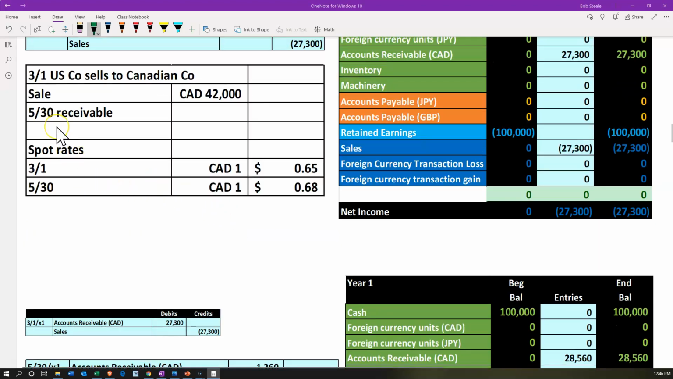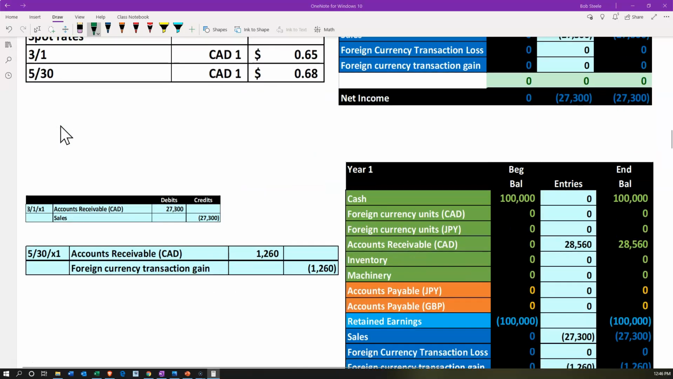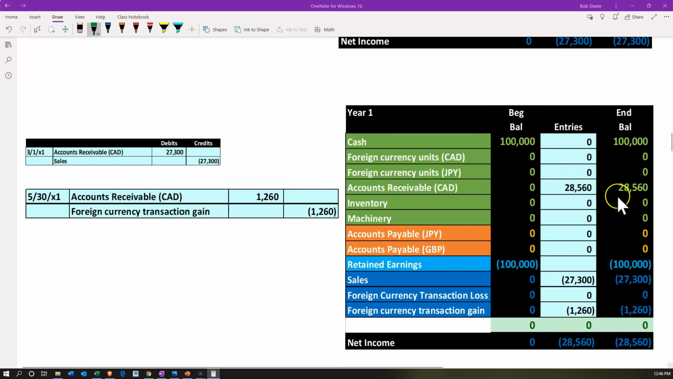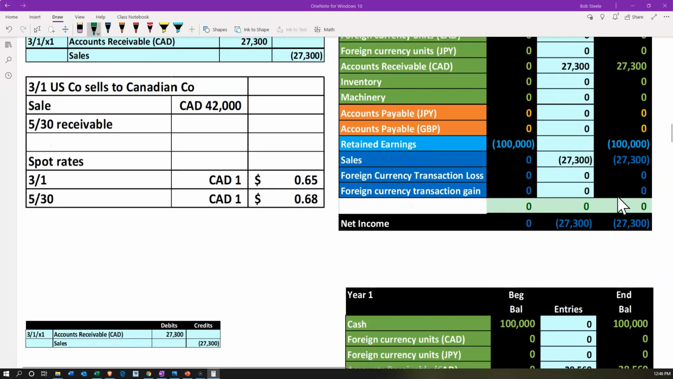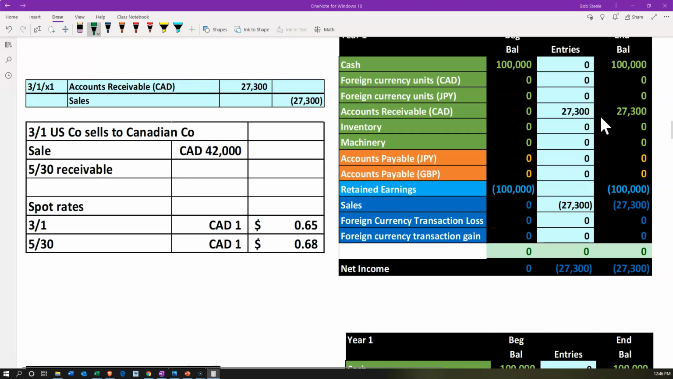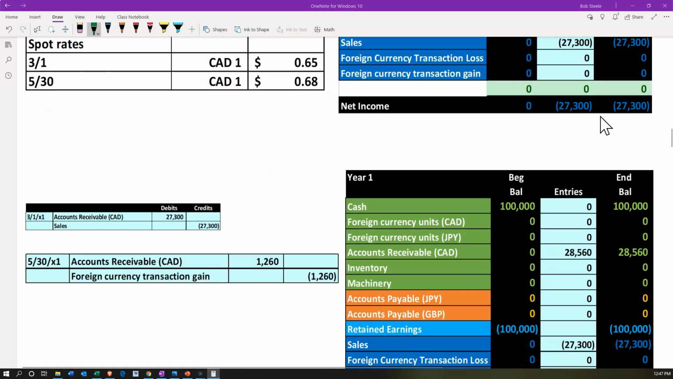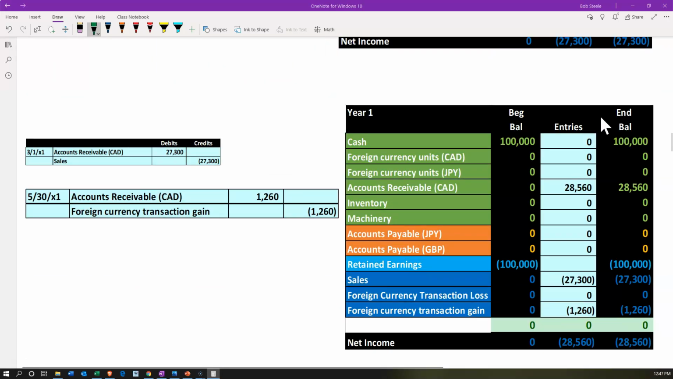So now we're going to say that the receivable collection took place. If we go back up, the receivable is now taking place on 5/30. So on 5/30, we will be collecting on the receivable that we had up top. However, it's no longer at the 27,300 exchange rate because now time has passed and the exchange rate is going to be different. So before we record the fact that we have received the receivable, we need to revalue the receivable to the current value of the receivable at the point in time that we're going to get the money.